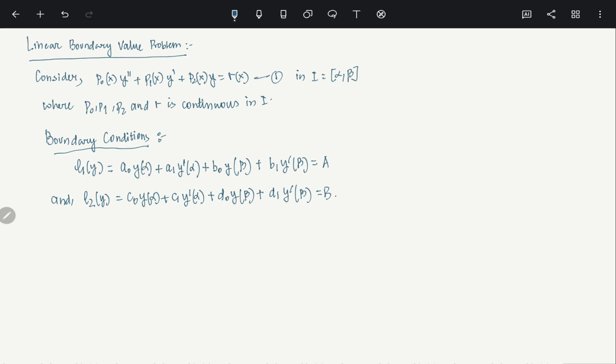Here all the coefficients, the a i's, b i's, c i's and d i's, are constants for i equals 1, 2, along with A and B. So everything is constant.